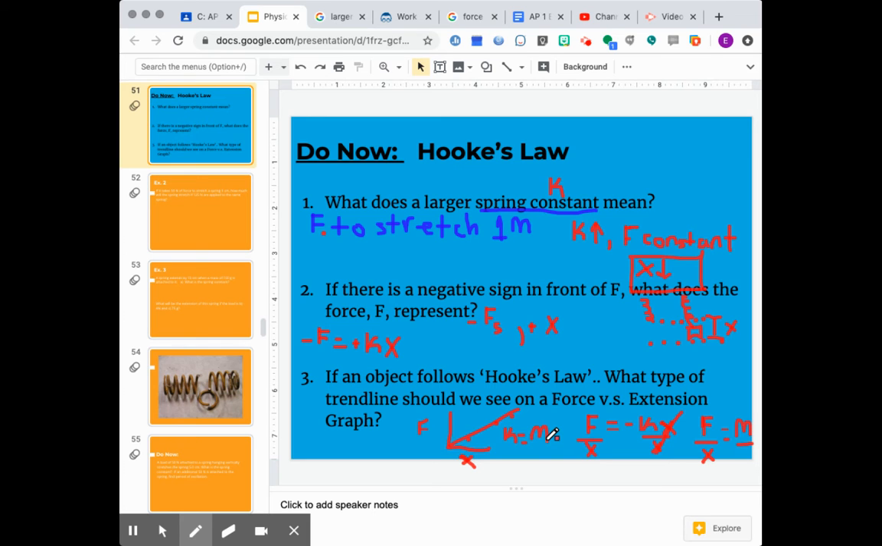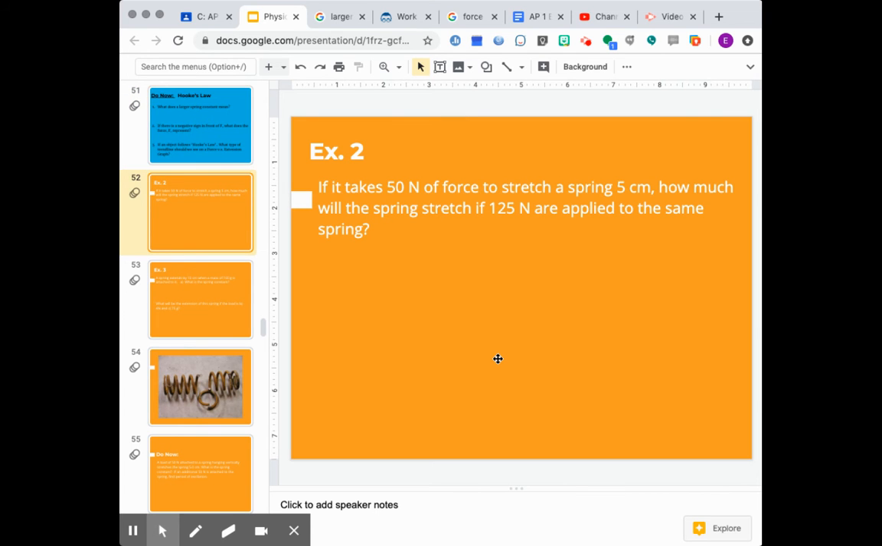Okay, so we return from spring break. We're going to go into a little bit more depth with number 3. So looking at force versus stretch graphs, determining if a material is elastic, and determining the spring constant or the rigidness of the spring based on particular systems. Okay, so let's take a look at a few more examples of Hooke's law.